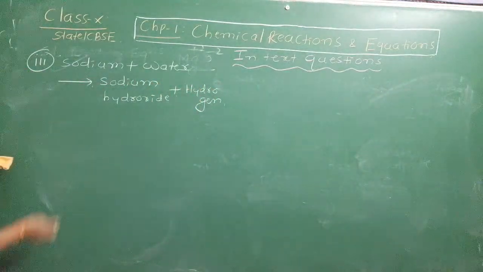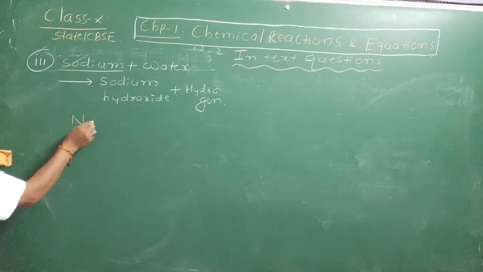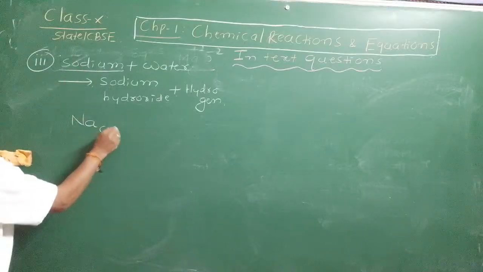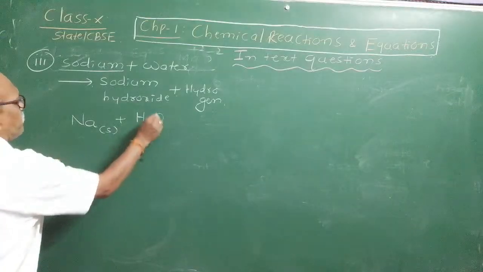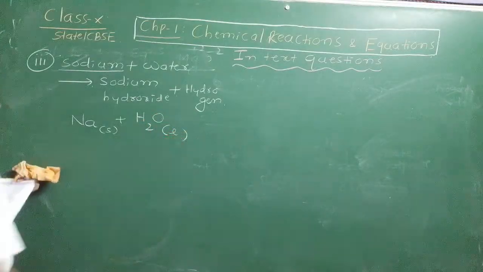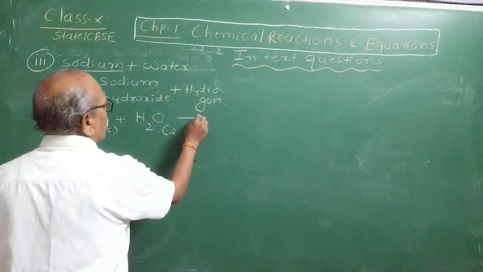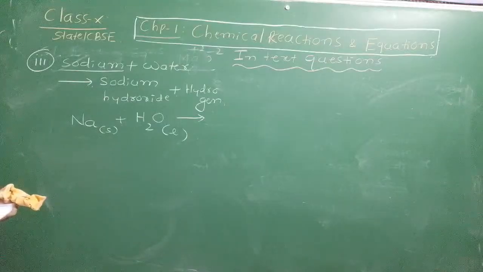Start writing the symbol. What is the symbol of sodium? It is a metal, therefore write capital N, small a. First step in writing symbol, solid. Water will have the formula. Many of you are very, very weak. I have seen for many years you are weak in writing equation and balancing it. Let us test it. You write before I write it.